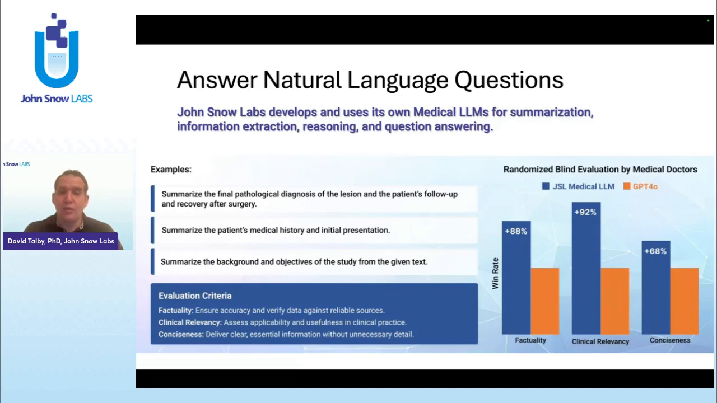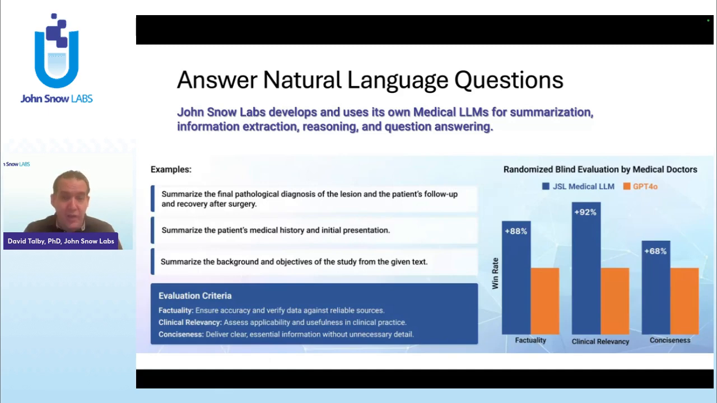And we ask them to evaluate three things: factuality, right? So is the answer correct? If it's a summary, are the facts in the summary not hallucinated, actually coming from the text? Clinical relevancy, right? So is the answer clinically accurate? If you're doing question answering or a summary, did you really summarize the most clinically relevant results? And the third is conciseness. How short is the answer, basically? Is it short and to the point?